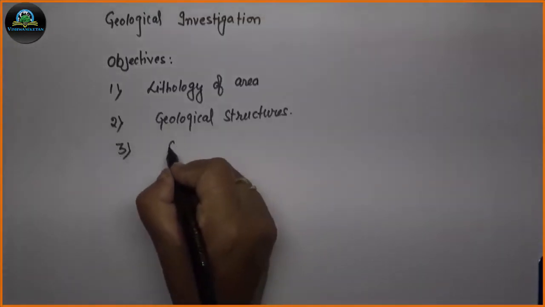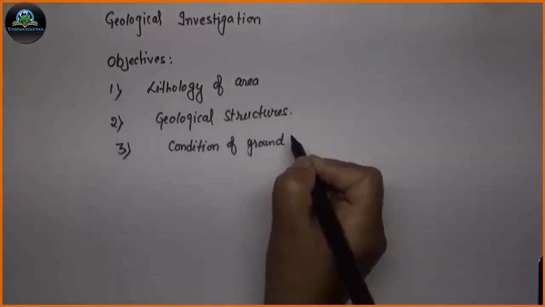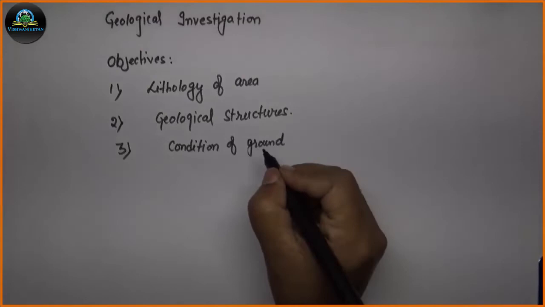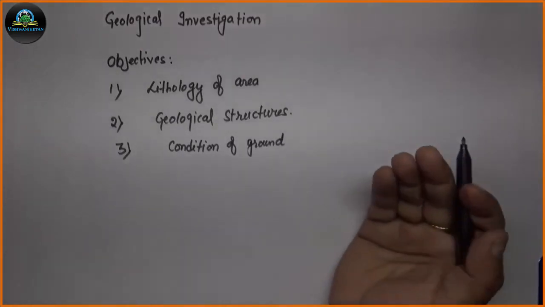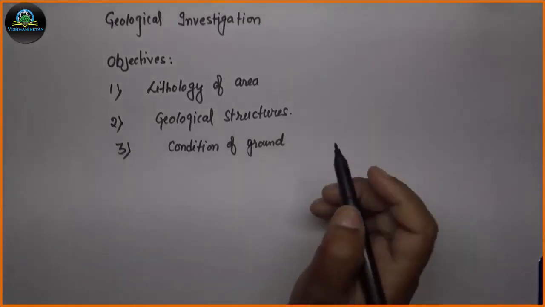Third is the condition of groundwater: what type of groundwater table is present there, whether it is above the ground or under the ground. I mean to say, what are the groundwater conditions over there.